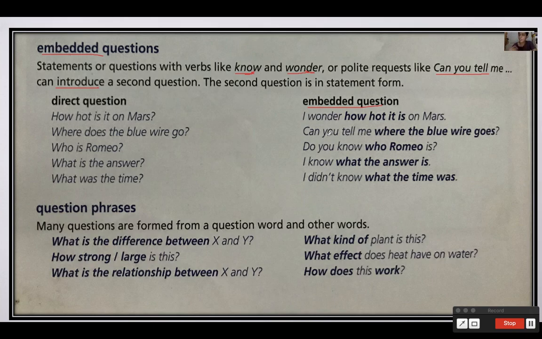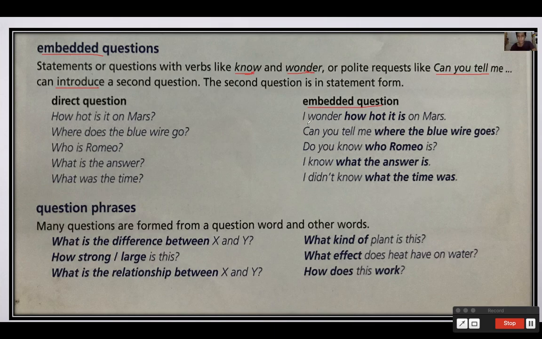So we have over here, can you tell me where the blue wire goes? Can you tell me? You are introducing another question. The first question, that is the direct question. Where does the blue wire go? Then we have, who is Romeo? Do you know who Romeo is? I know what the answer is. What was the time? I didn't know what that time was.